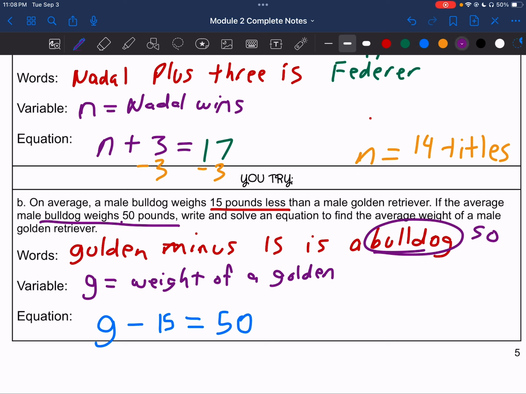Now if we want to solve this, we add 15 to both sides, and we find out that the golden is going to be equal to 65 pounds. All right. So male bulldog weighs 15 less than a golden retriever. Golden is 65. Male bulldog is going to be 50.